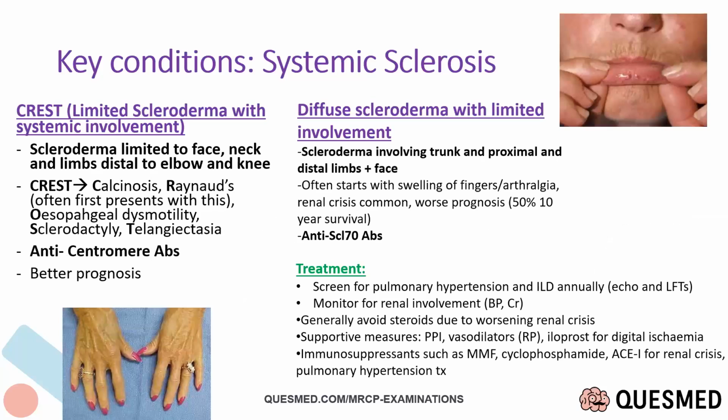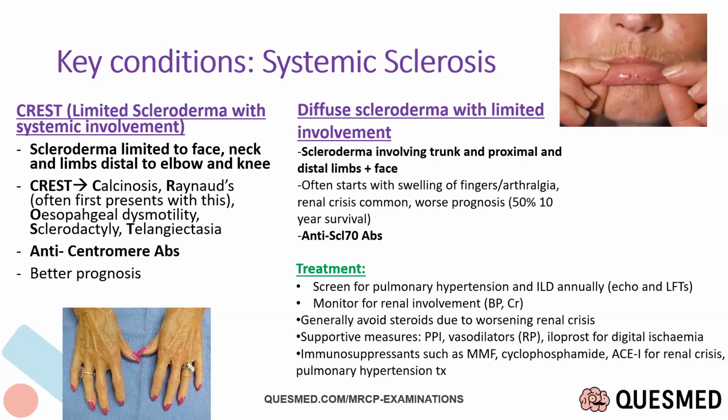So the two different subtypes that you need to be aware of: the CREST syndrome, so the limited scleroderma with systemic involvement, and CREST stands for calcinosis, Raynaud's, esophageal dysmotility, sclerodactyly, and telangiectasia. The sclerodactyly is the picture at the bottom there. The lady's got very nice nails, but what it's trying to show is that you get this really tight, thickened skin over the fingers.